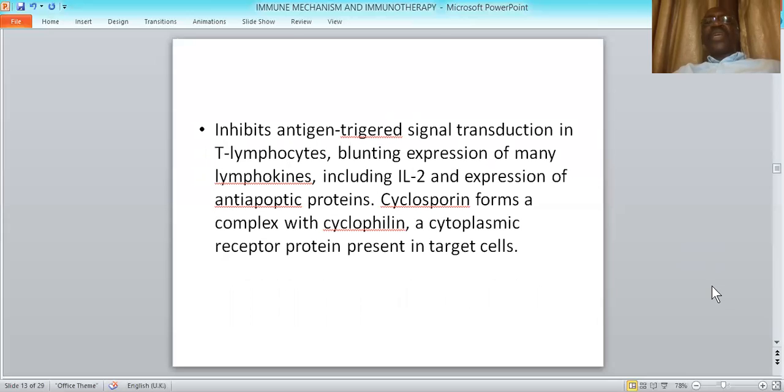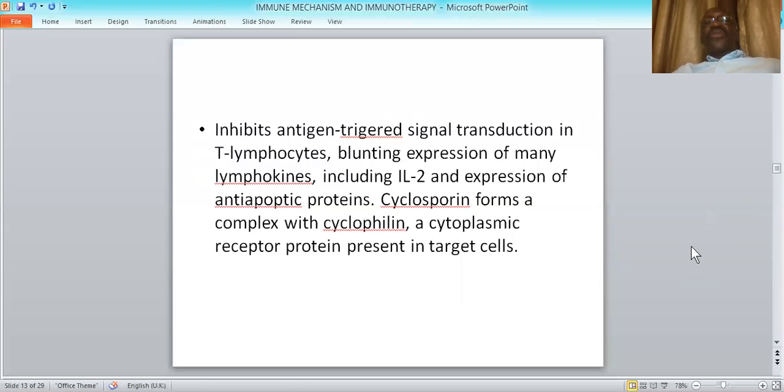Cyclosporine will inhibit antigen-triggered signal transduction in T lymphocytes. So once a foreign body, a microbe that falls into the class that T lymphocytes will act against, once it invades the body, once it is in the body, it may be a tumor cell, a cancer.